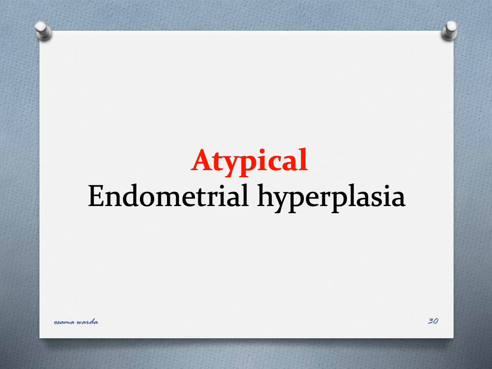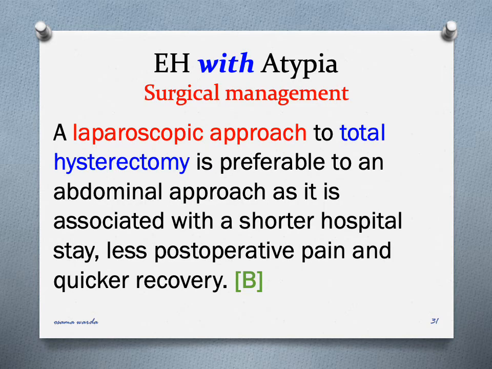What about the management of endometrial hyperplasia with atypia? That's to say, atypical endometrial hyperplasia. Surgical management is the first line for treatment of endometrial hyperplasia with atypia. Laparoscopic hysterectomy for total hysterectomy is preferable to an abdominal approach, as it is associated with a shorter hospital stay, less postoperative pain, and quicker recovery.